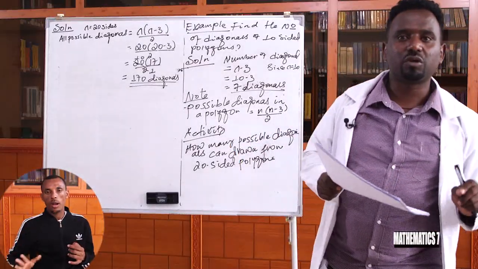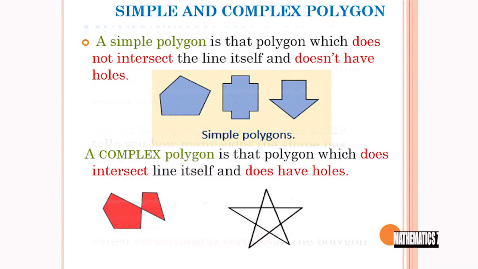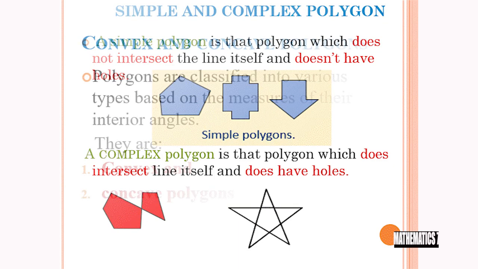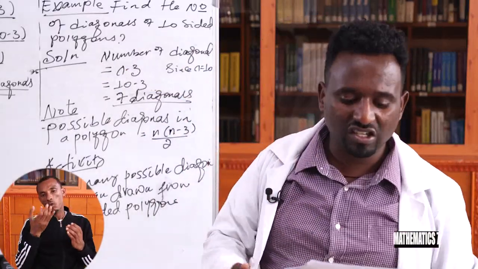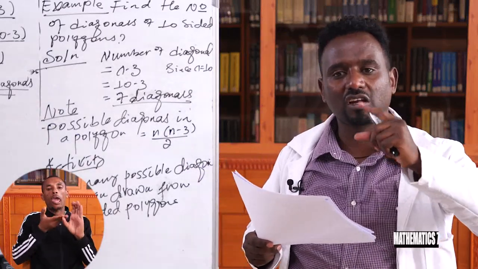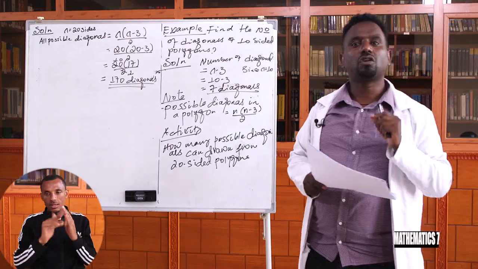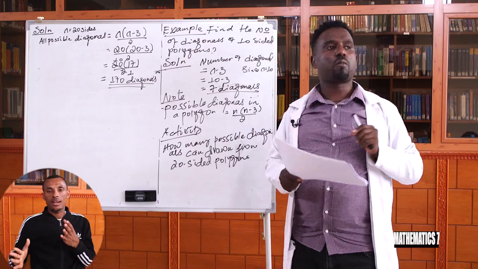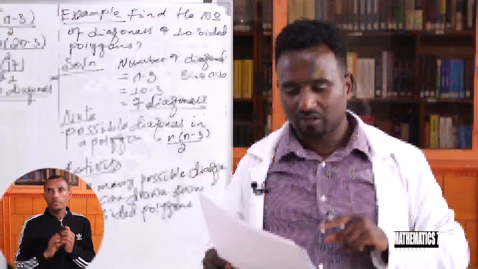And also, the difference between a simple and a complex polygon. A simple polygon is a polygon which does not intersect itself and does not have a hole. A complex polygon is a polygon which intersects itself again and again and does not have a hole. Another classification of polygons is convex and concave. What is the difference? In a convex polygon, each interior angle is less than 180 degrees. A concave polygon has at least one interior angle greater than 180 degrees.